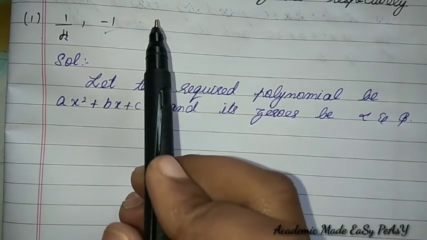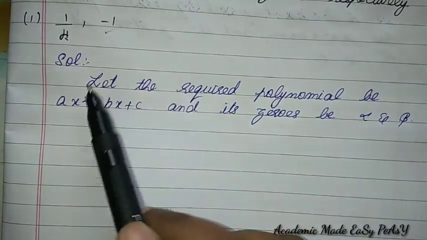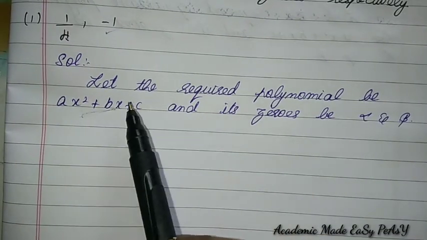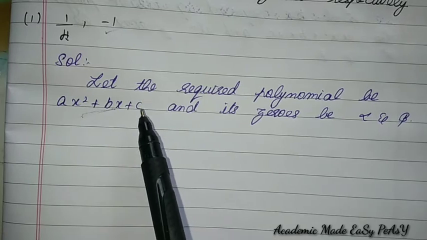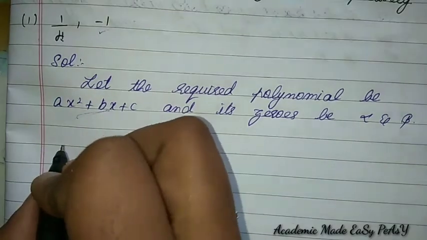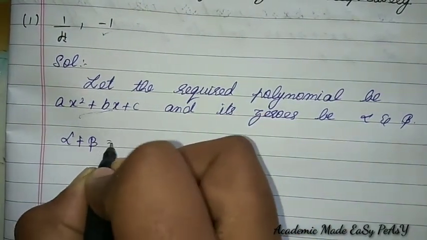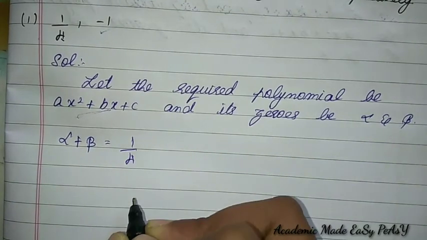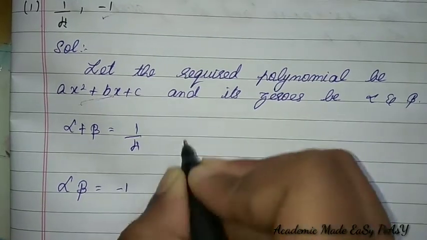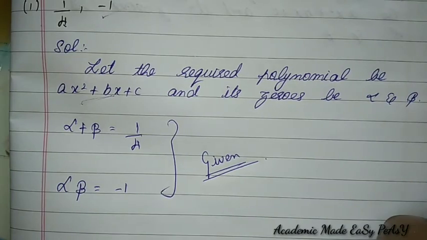So now we have to find the quadratic polynomial. I will write: let the required polynomial be ax square plus bx plus c. This is the general form for any quadratic polynomial, isn't it? And let its zeros be alpha and beta. So what is given I will write. Alpha plus beta is equal to 1 by 4, and alpha into beta is equal to minus 1. These are already given in the question.